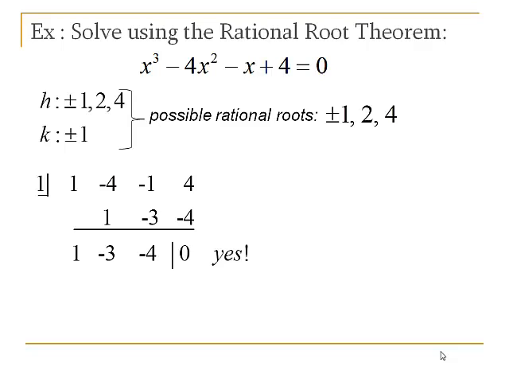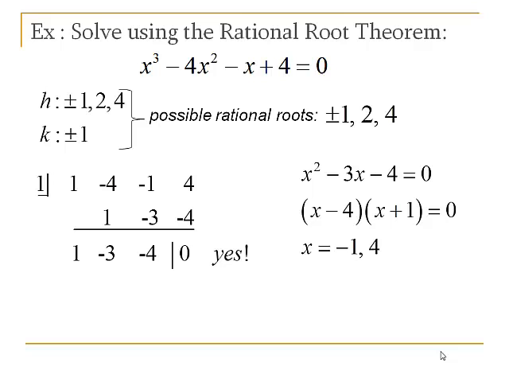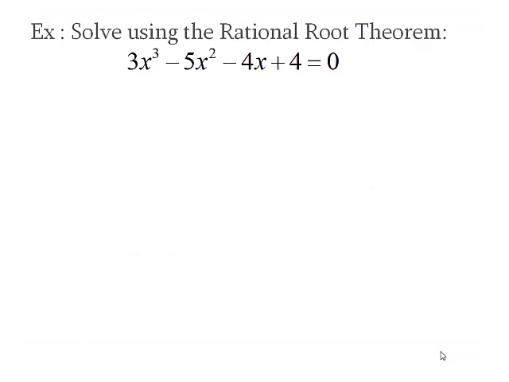I always try 1 first, and it works this time. We get a remainder of 0. Change that into an x squared minus 3x minus 4, factor it, and there's your answers. So the rational root theorem helps give you a list of things to try, and then synthetically you just try them until they work. Here's another one.